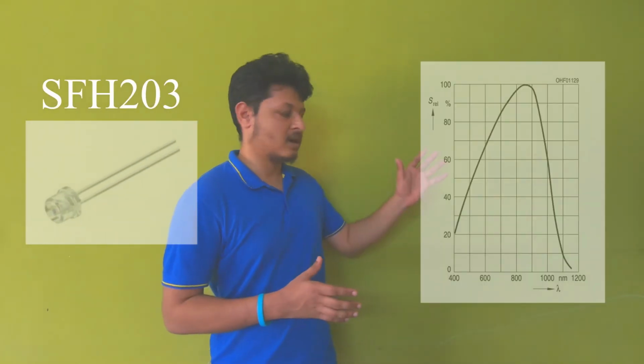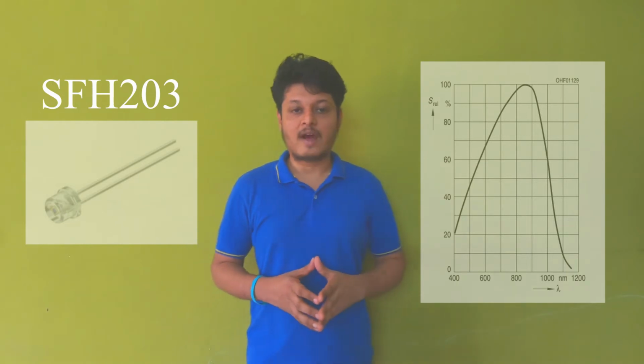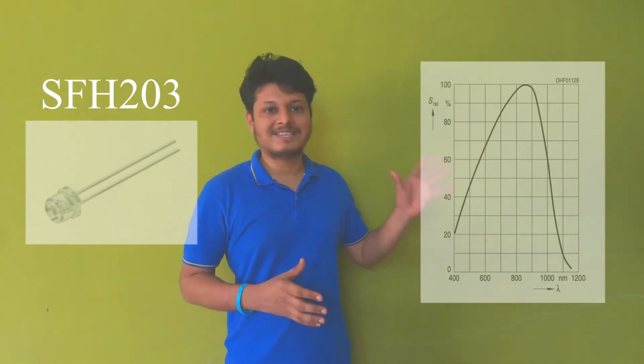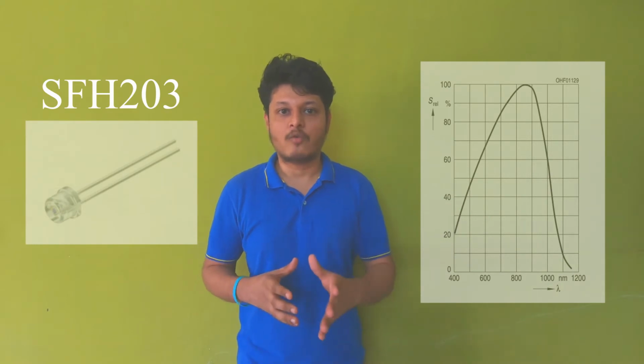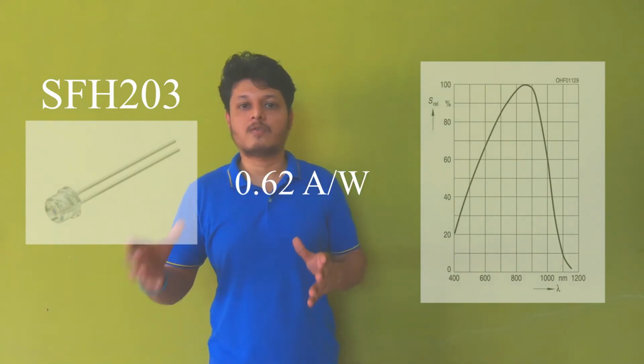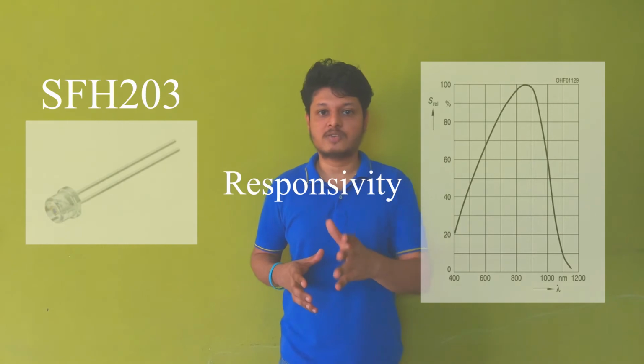If you look at the spectral sensitivity curve of it, you'll find that it has a wavelength of peak sensitivity at 850 nanometers and it has a peak sensitivity of 0.62 ampere per watt. So this is called the responsivity of the photodiode. Responsivity is nothing but the amount of photocurrent generated out of the photodiode per unit optical power incident on it. So it has a unit of ampere per watt.